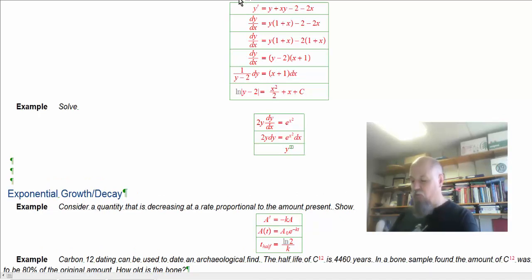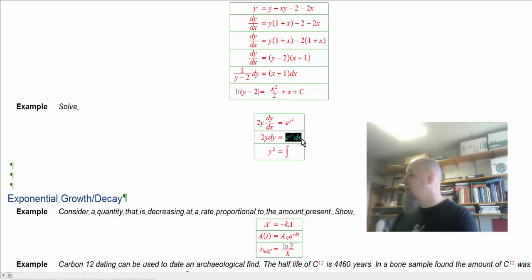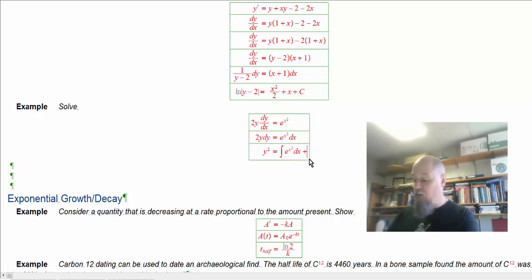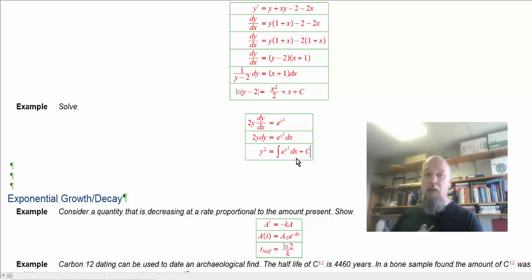The thing I'm doing to both sides is integrating. I integrate the y side with respect to y, and I integrate the x side with respect to x, except that I can't integrate e to the x squared. That's one of those that can't be done by us. So the best I can do is just leave it and tack on a plus c. Maybe I could square root both sides, plus or minus, if I'm looking for the explicit solution. But what I've come up with now is an implicitly defined solution, which is as best as I can do with this particular example.